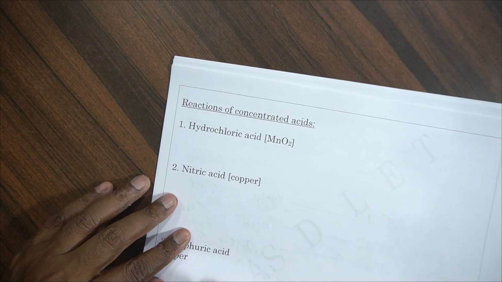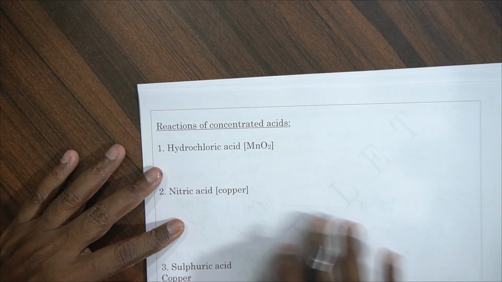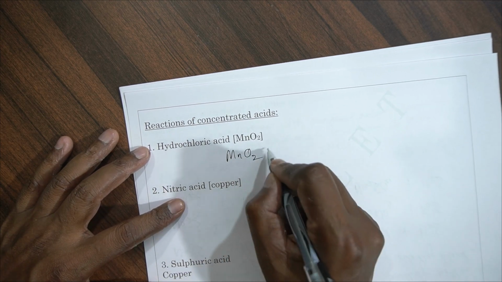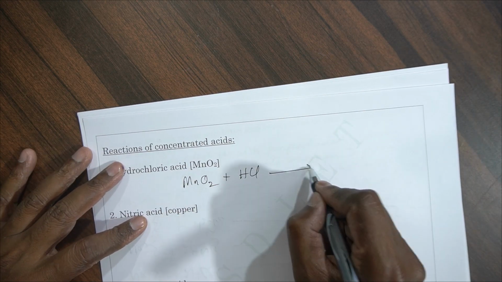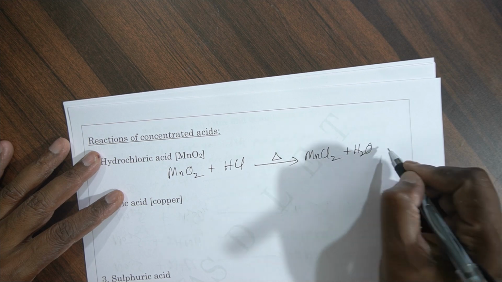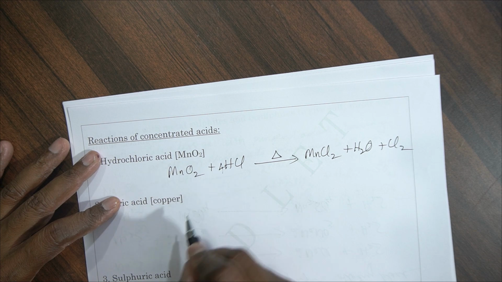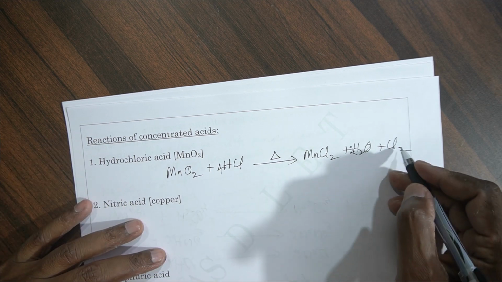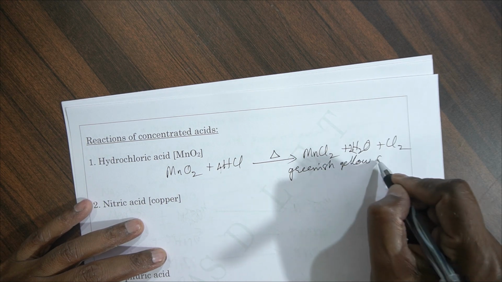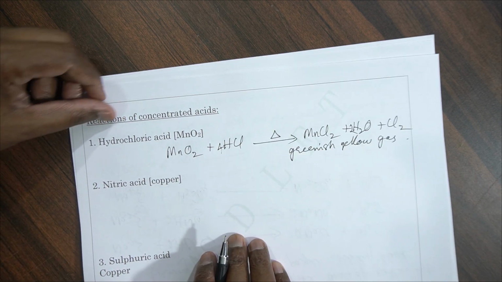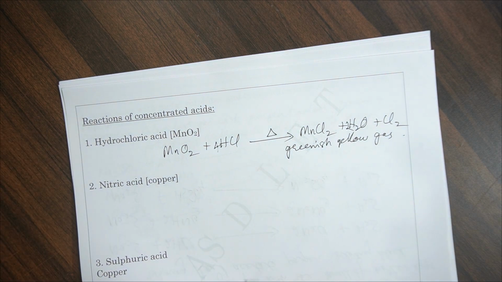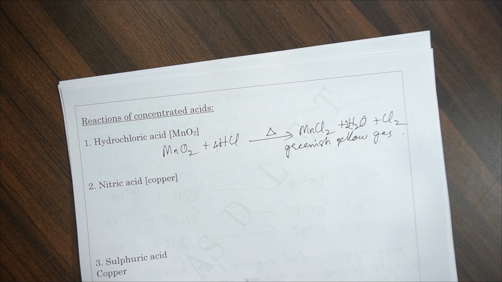Now we have reactions of concentrated acid. Hydrochloric acid reacting with manganese dioxide, MnO2 plus hydrochloric acid. So this has to be heated. So you will have MnCl2 plus water and chlorine. Okay, so 4HCl will be there, 2 water, so it is balanced. Now the chlorine gas is evolved, so the observation will be greenish yellow gas evolved. Now dilute hydrochloric acid you take and react with manganese dioxide, there will be no reaction. So this reaction can be also used for differentiating between dilute and concentrated hydrochloric acids.